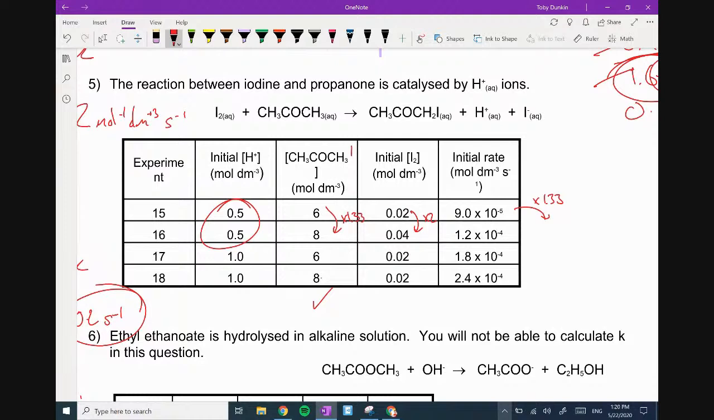So 9 exponential minus 5 times by 1.33 gives me 1.197 times 10 to the minus 4. It is 1.33, of course. And then that one there should have been a result of the same number. It's the same number. It's great. So that's 0 order. No change. Like it. So we've picked up the second one.